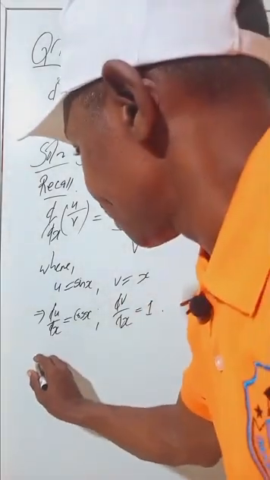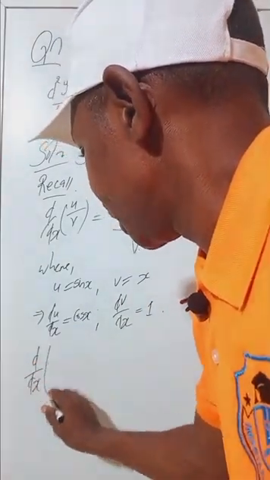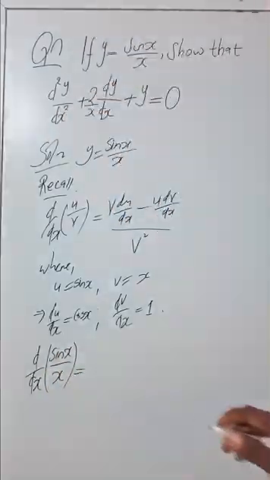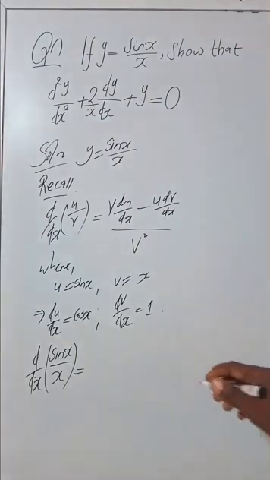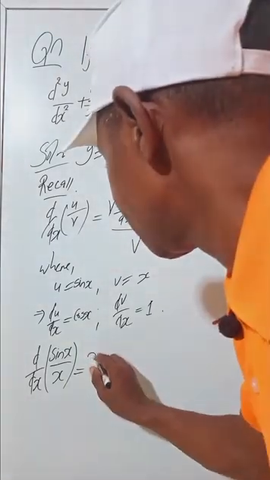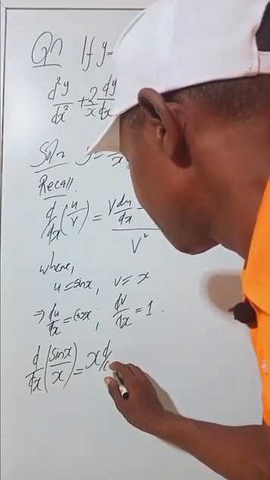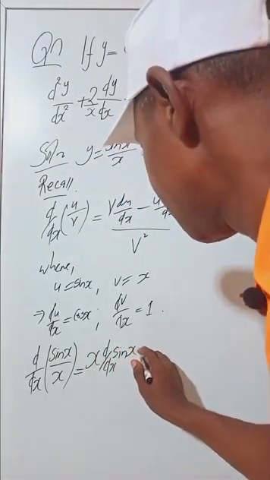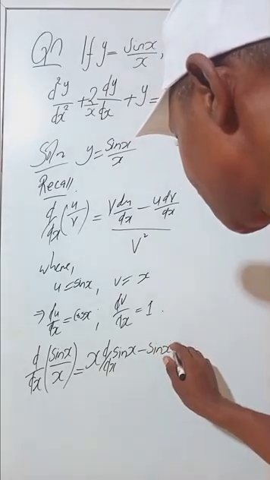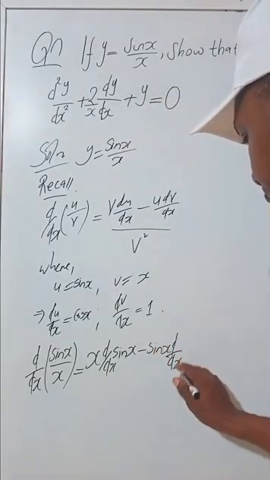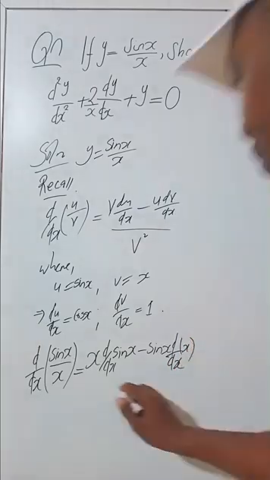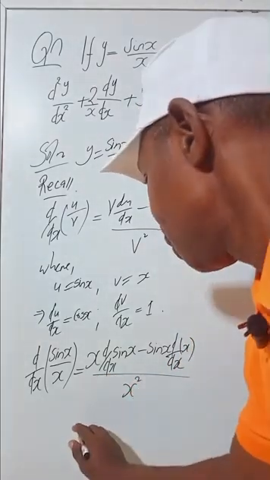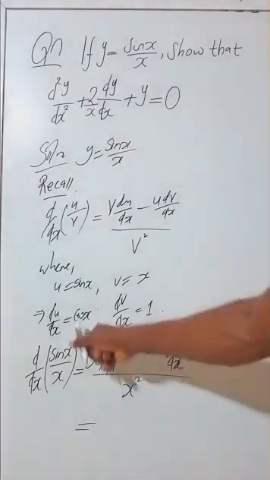So we shall say the derivative with respect to x of sine x divided by x will be equal to x times the derivative with respect to x of sine x, minus sine x times the derivative with respect to x of x, divided by x squared. Okay, we got the respective values. The derivative of sine, as you said, is cos x.